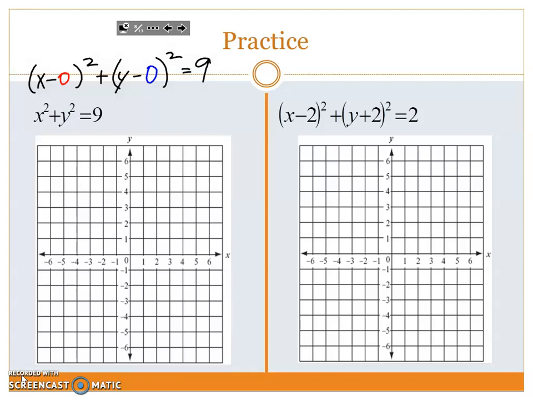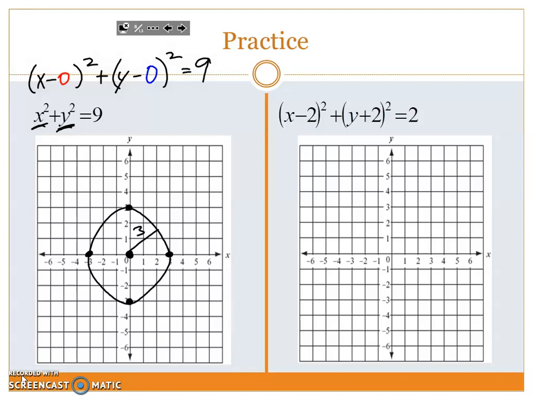If you guys ever see just an x squared, that means the x value is a 0. Just a y squared means the y value is a 0. So my center for this one is at 0, 0. And then I've got a radius of 3 in each direction. Draw my circle around. And I need to label my radius.